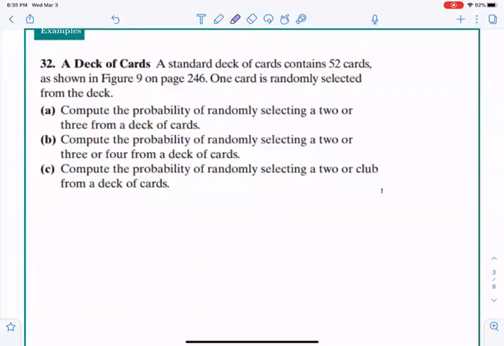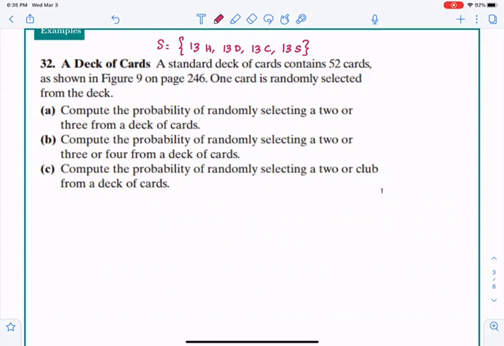So here we have an example where we have a standard deck of cards. A standard deck would contain 13 hearts, 13 diamonds, 13 clubs, and 13 spades. And each of those 13 would consist of numbers 1 through 10, and king, queen, and jack. And number 1 is considered an ace.